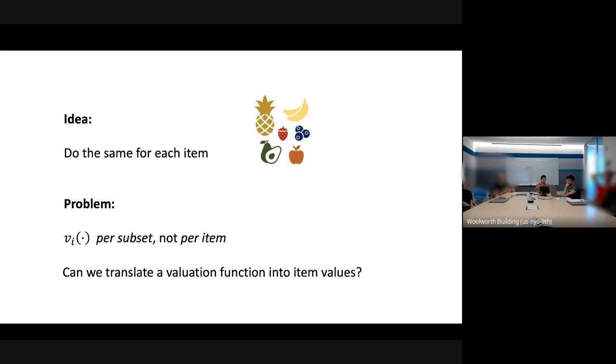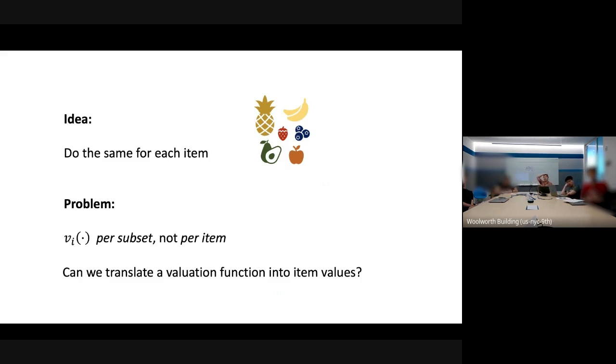Now, we would like to do a similar analysis for our case with m items. So we would like to do this in parallel for each item. The problem, if we wanted to do this, is that we don't have a number per item, right? If we had additive valuations, then we could do this because additive valuations would give a number per item for each agent. But we have these subadditive valuations that give a value per subset and not per item.